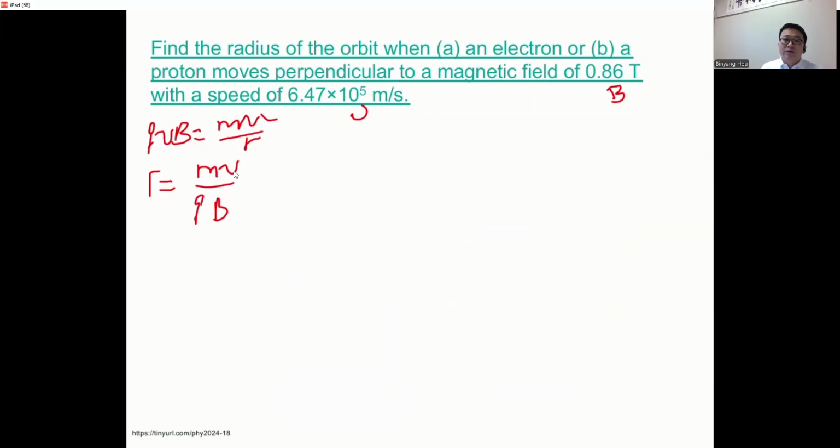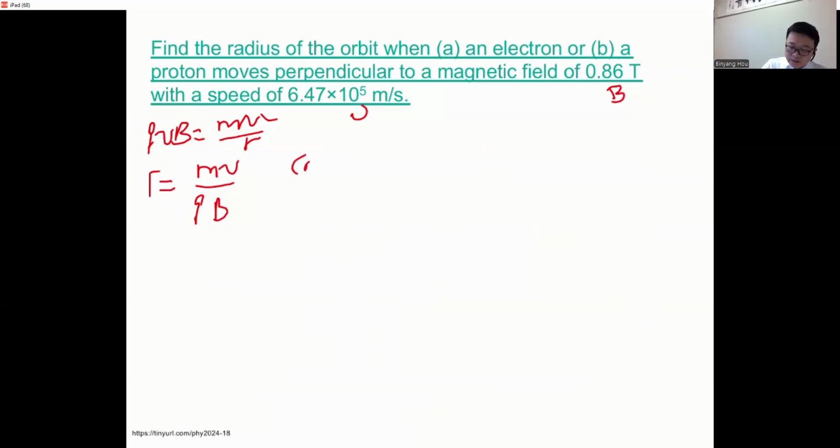So we are given v and B. Do we know the mass and q for the electron? Yes. The mass of the electron is a fundamental number, a constant. The charge of the electron is also a fundamental number, and the same goes for the mass of the proton. They're constants, so we can just plug in.